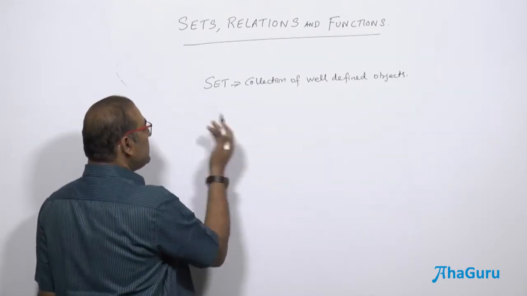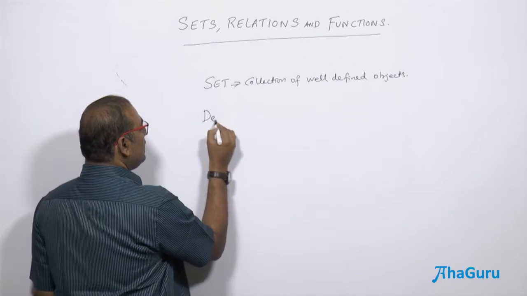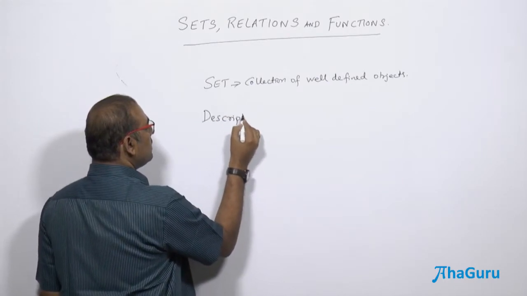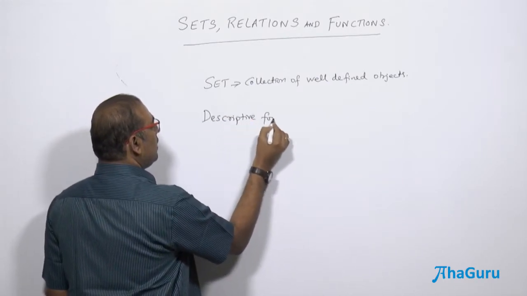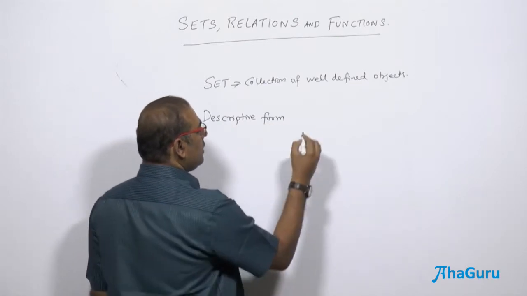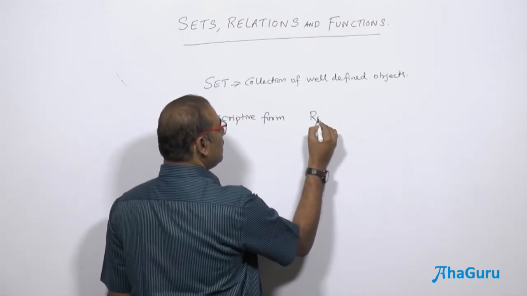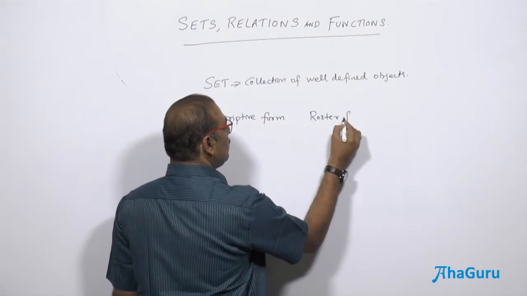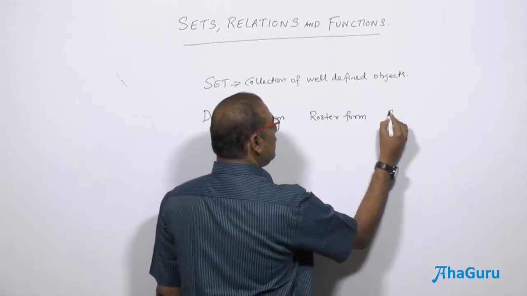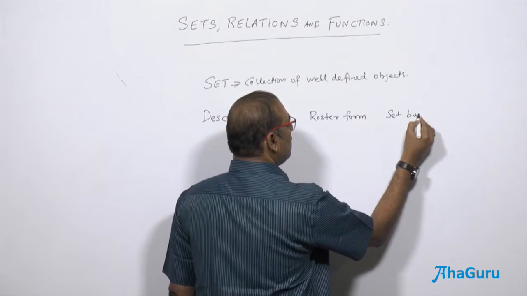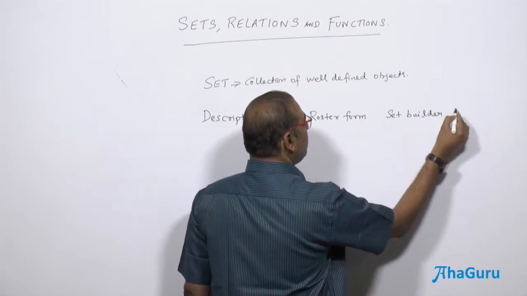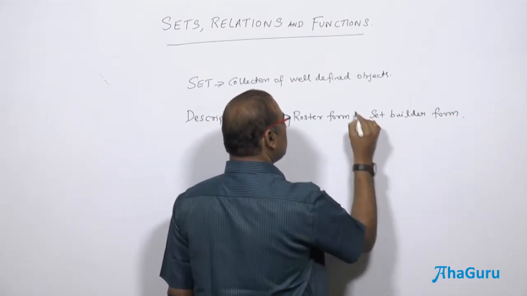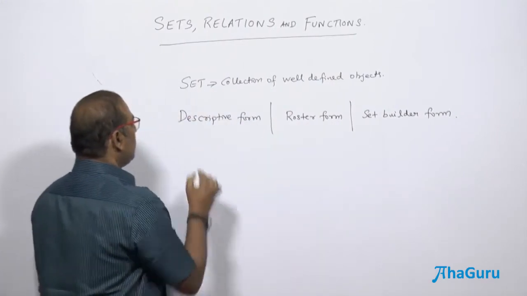And in fact, we have three representations of a set. Usually it is mentioned as two, but there are three forms. One is the descriptive form. Then you have the roster form. Then you have the set builder form. So these are the representations of a set.